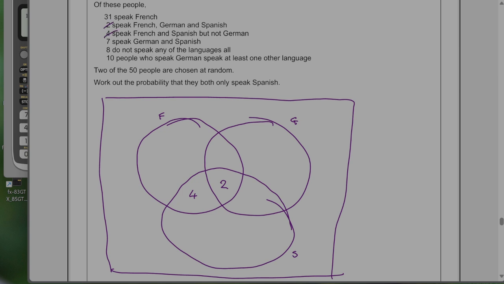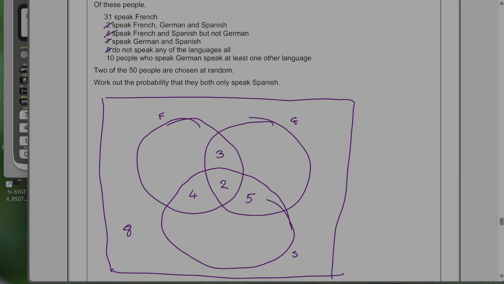7 speak German and Spanish. That implies that that 2's got to be taken into account for that. So that must be a 5 there. 8 do not speak any of the languages at all. So we've got to have an 8 on the outside. And then 10 people who speak German speak at least one other language. So that means that these 3 sections must add up to 10. So that must be a 3 there.